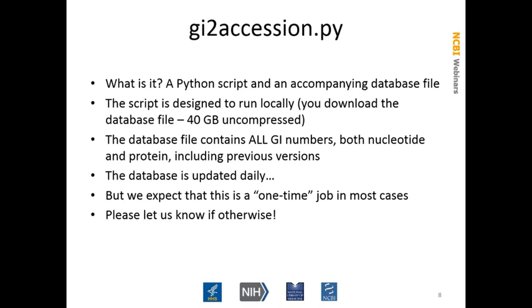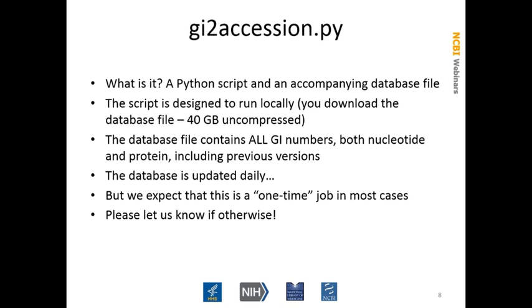The script is designed to run locally. So the idea here is that you would download all of this onto your own machine. That's great because then you don't depend on a network connection or API traffic or anything. You just have to depend on your own machines. You need to be aware that the database file is large. It'll be about 40 gigabytes when you uncompress it. So you need to have some space on a disk to contain it, but you can get it and then use it locally.